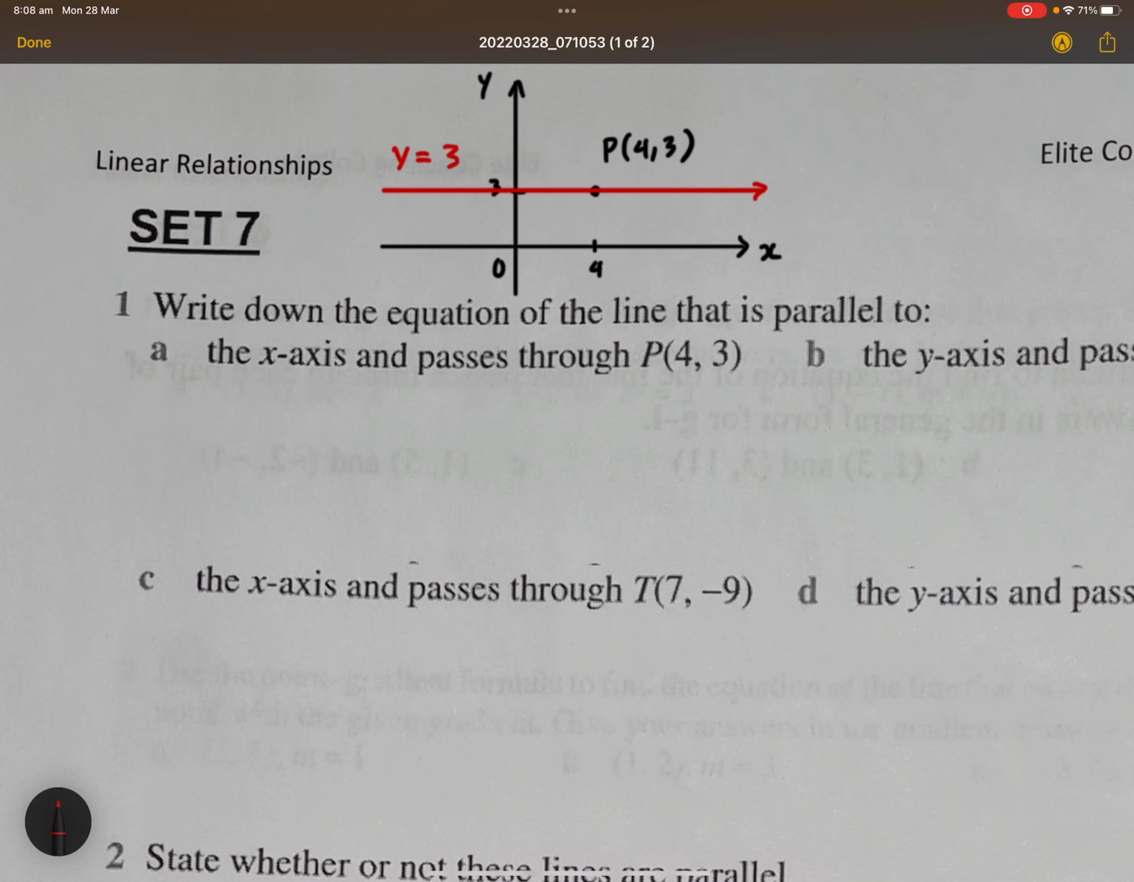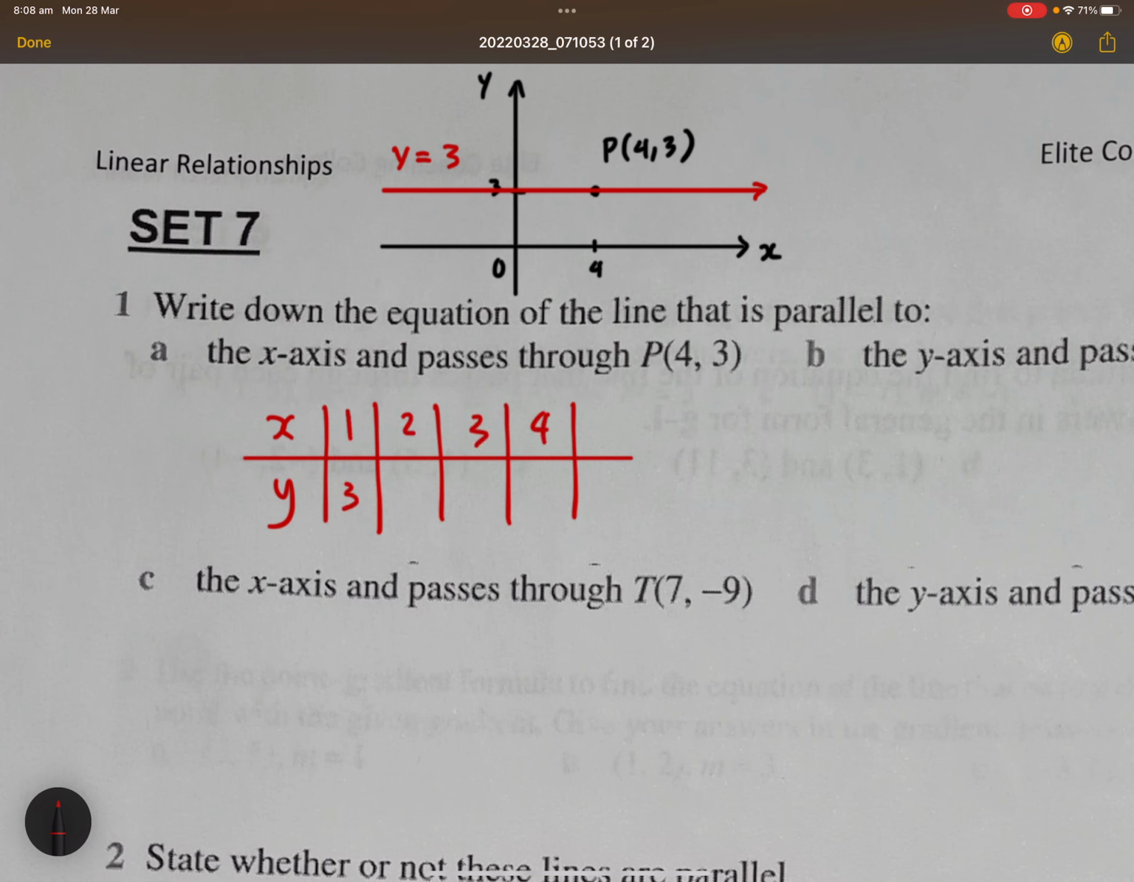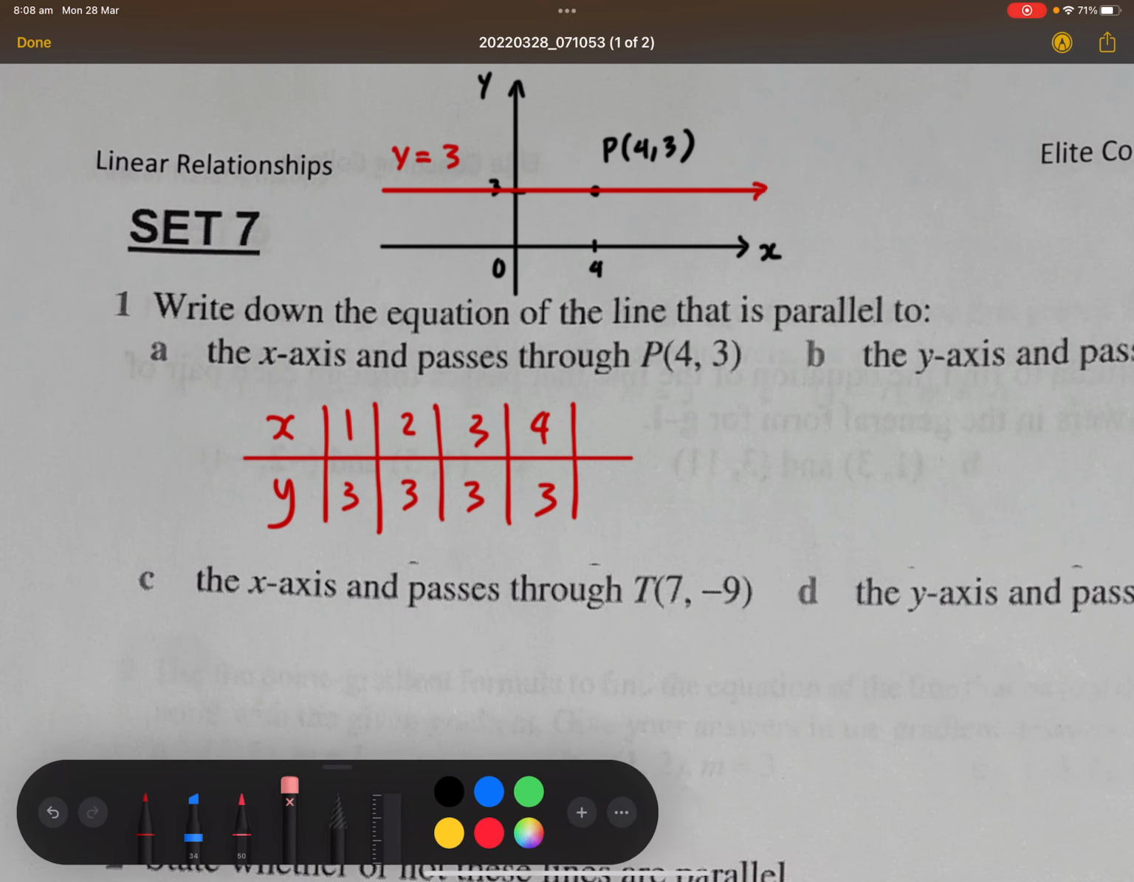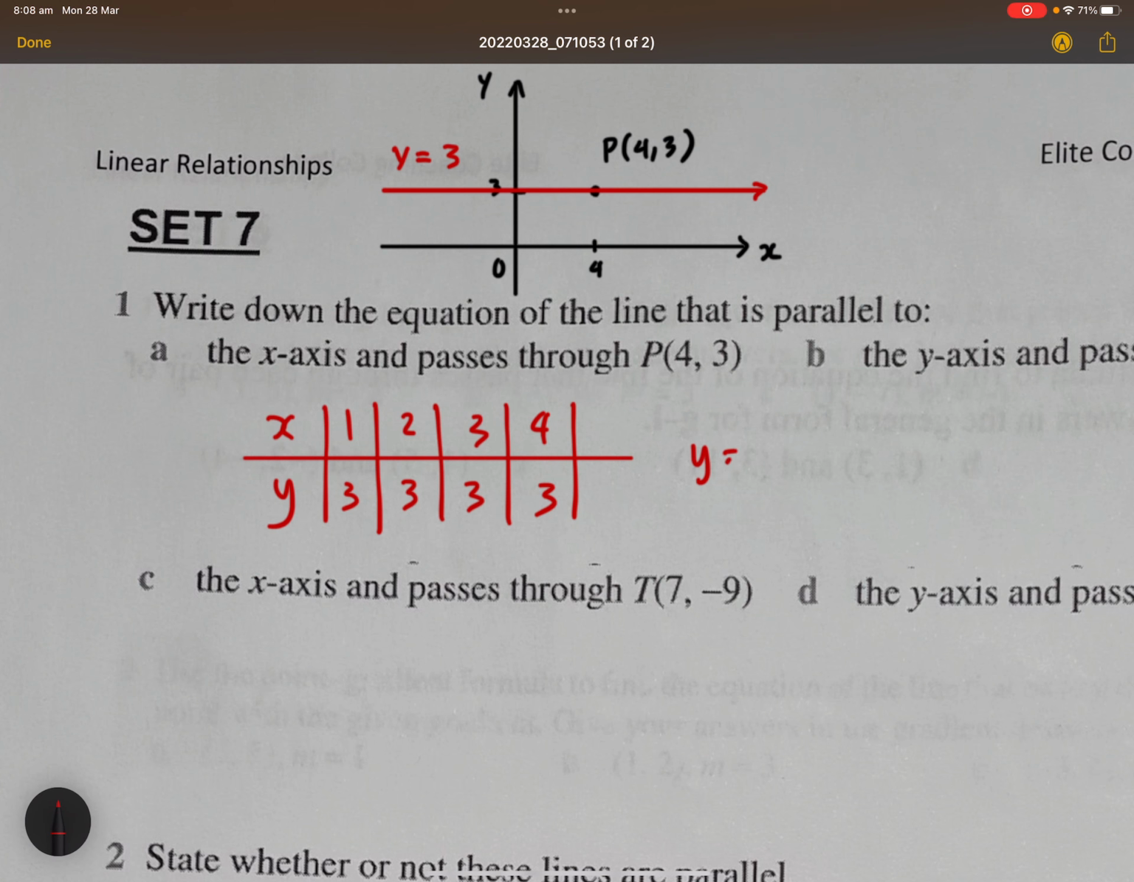No matter what value of x you put into here, the y is always going to equal 3. You can even think of it like this. This is a table of values, so imagine if you have x equals 1, 2, 3, 4. No matter what value of x, y is going to equal 3. Okay? So your answer is y is equal to 3.